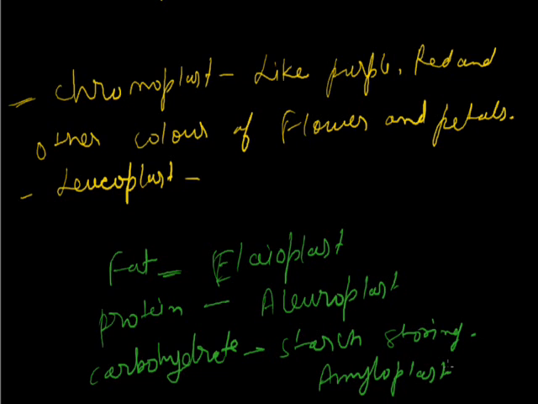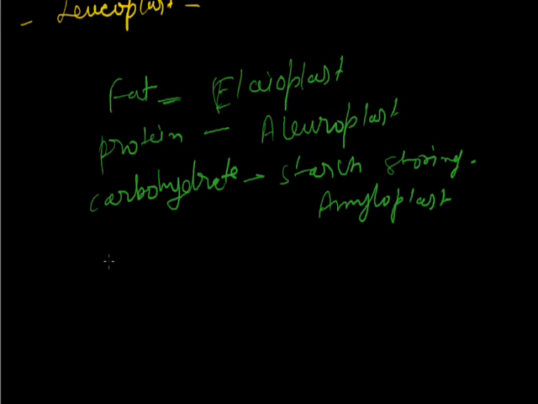Next, move to the next topic. This is all about the chloroplast and other kinds of plastid. This is a unique feature of the plant cell. The plastid is always absent in the animal cell and is present only in the plant cell. So right now we're dealing with the structure of the chloroplast.